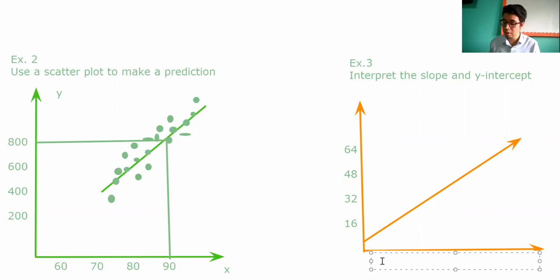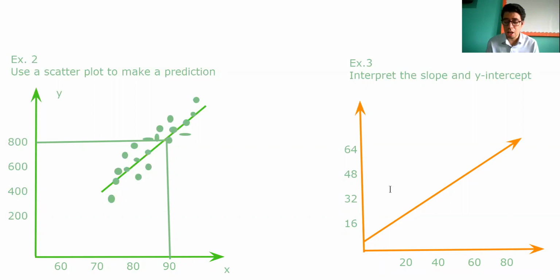Okay, now for X, I have 20, 40, 60, and 80, okay? Maybe if we have more space in here, then I'm going to give more space because I need this. Okay.